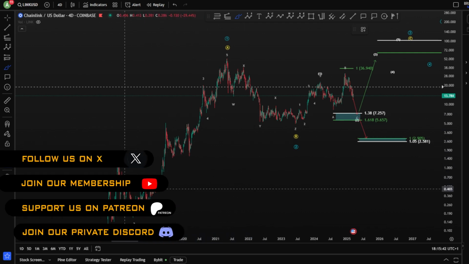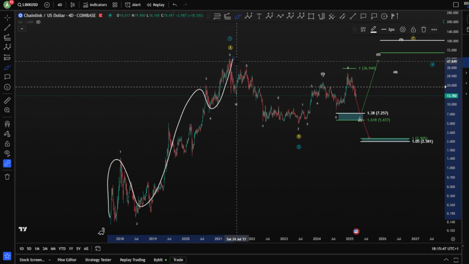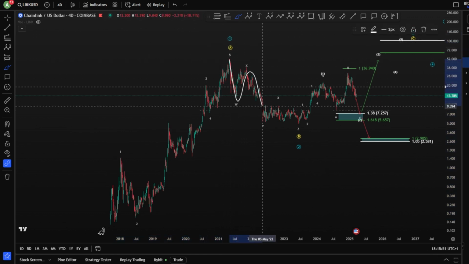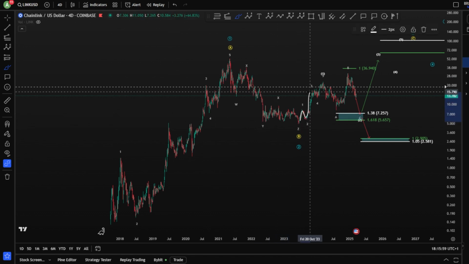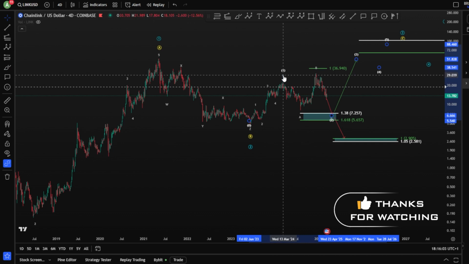Starting on the 4 day chart here, we have a 1, 2, 3, 4 and a 5 toward the upside, finishing wave A or a wave 1. After that, you have a WXYXZ finishing wave B or a wave 2 here in a corrective complex structure, and we're looking at a 5 wave impulse toward the upside, finishing a wave 1 here.